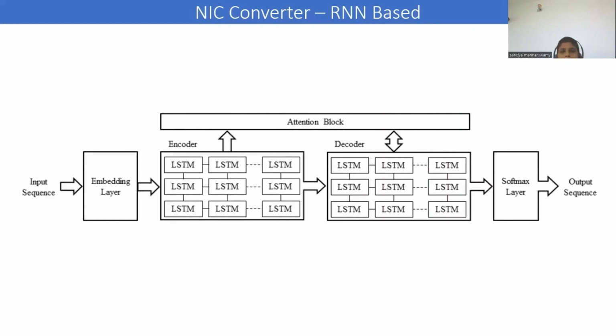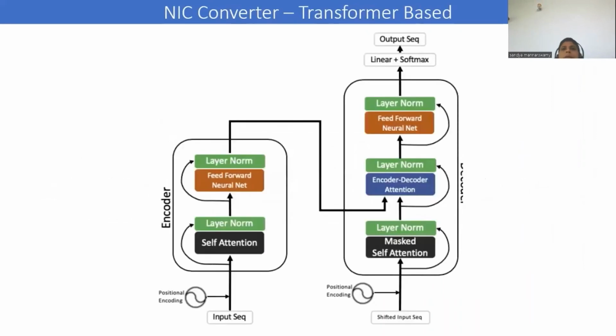And we talked about the attention mechanism. Attention creates a weighted combination of the encoder outputs to feed as a context vector to the decoder. The attention weights are themselves learned during the training process. Typically, the attention block consists of a feed-forward layer followed by a softmax, and that is how we get the attention weights. These attention weights are then used to construct the context vector for the decoder. Right? Now, let's look at the NIC converter which is transformer based.